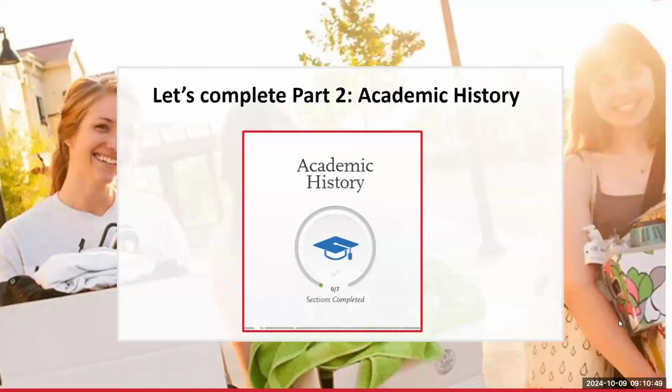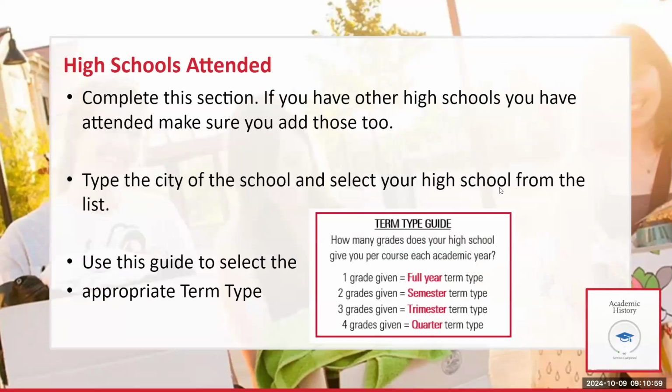So the next quadrant that you're going to go to, after you fill out your personal and demographic information and financial information, is academic history. In your academic history, you are going to list your high school that you attended and what type of term, and if you received a diploma from that high school.